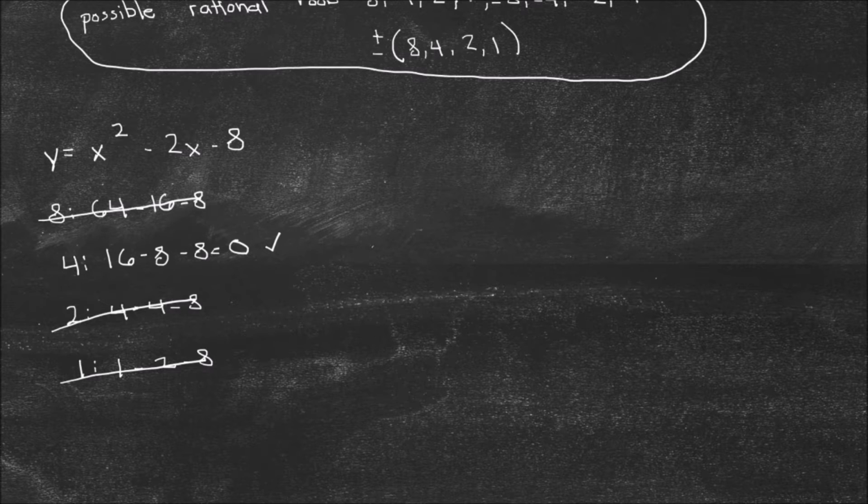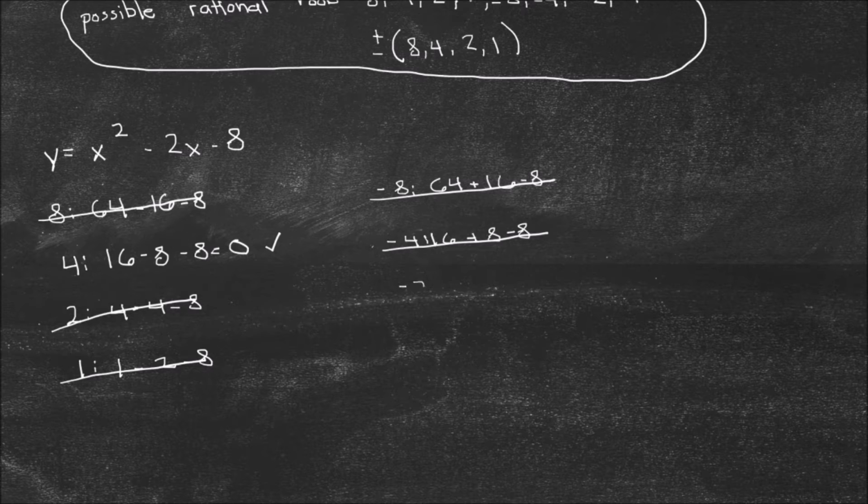Now let's go over here and try our negatives. So negative 8. Negative 8 squared is going to be positive 64 minus, and now it's 2 times negative 8, that's a positive 16. So plus 16 minus 8. It's not going to work out. Now let's try negative 4. So negative 4 squared is going to be positive 16. Then minus 2 times negative 4 is plus 8. Minus 8, that gives me 16, which is not 0.